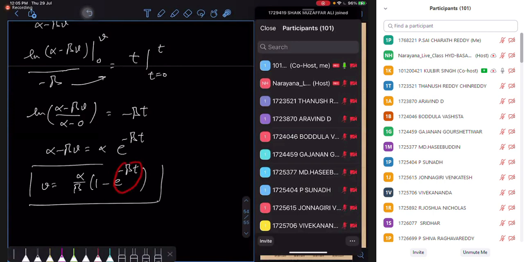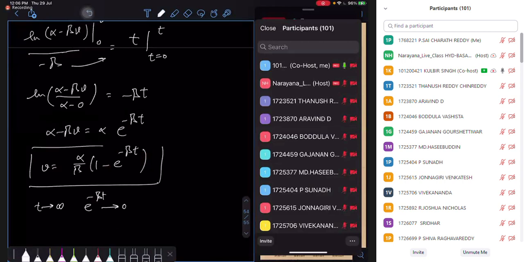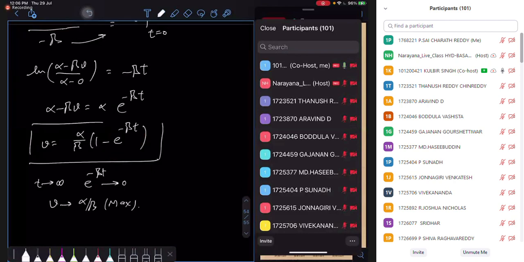Whenever something is happening exponentially, it is approaching toward a stable state. This exponential factor goes to 0 with time going to infinity. As my time tends to infinity, my exponential factor goes toward 0, and your velocity approaches alpha by beta. That's my maximum velocity. So if you try to plot how the rod is moving, my rod began from rest, but ultimately it is going to reach equilibrium. It is going to reach the maximum value, alpha by beta.